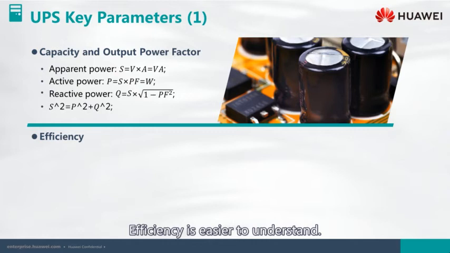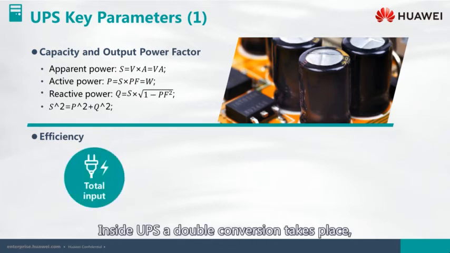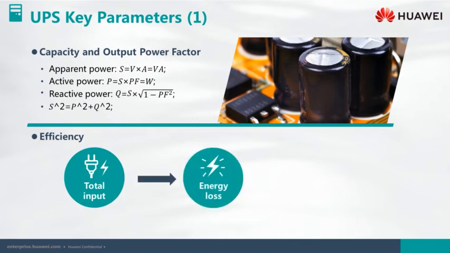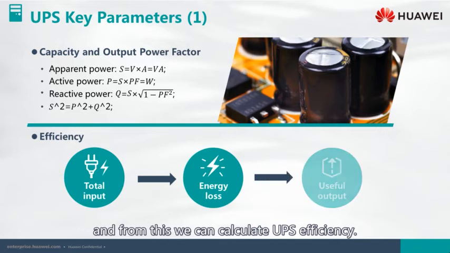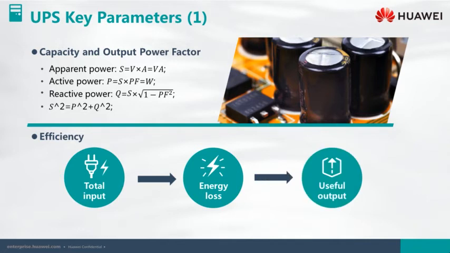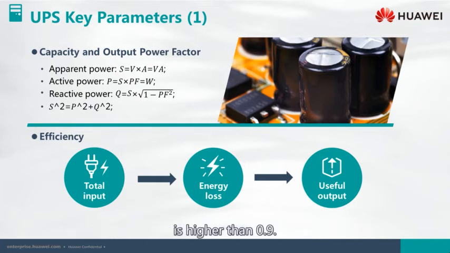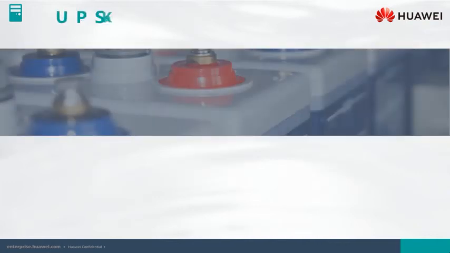Efficiency is easier to understand. Inside the UPS, a double conversion takes place. So during that conversion, some energy is lost. And from this, we can calculate UPS efficiency. Usually, the efficiency of a medium or large-sized UPS is higher than 0.9. However, we need to remember that efficiency is not constant. It changes according to the UPS load rate.